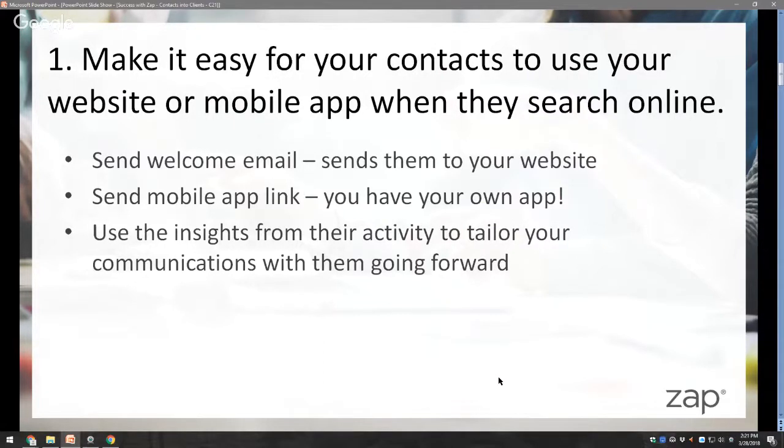First off, we want you to make it easy for your contacts to use your website or mobile app when they search online. Make sure you send them the welcome email. It has a link to send them to your agent Zap branded website. Send them the mobile app link. Yes, you have your own mobile app you can send to your consumers for them to search for properties.